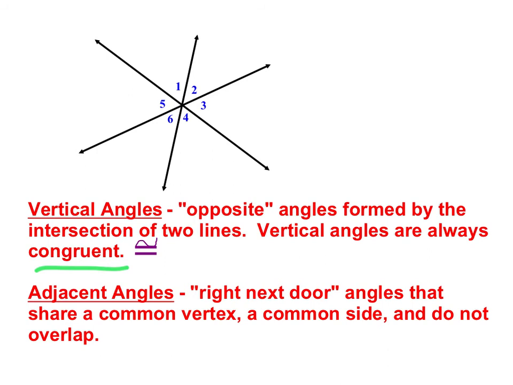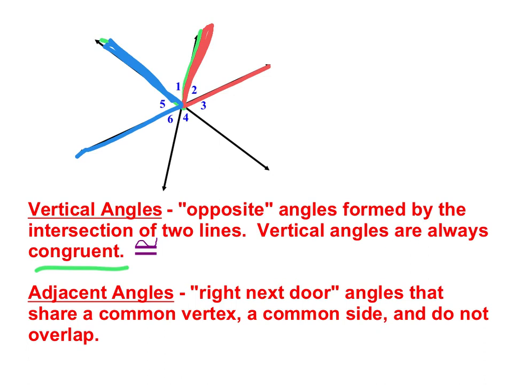So if I went back to angle 1, here's angle 1. It shares the common vertex with all of those, but it only shares a common side with 2 of these. It is right next door to angle 2 because they share this common side right here. It is also adjacent to angle 5 because they share this common side right here. So if I said angle 1 is adjacent, right next door to, there are two possibilities here. Angle 1 is adjacent to angle 2, and angle 1 is adjacent to angle 5.